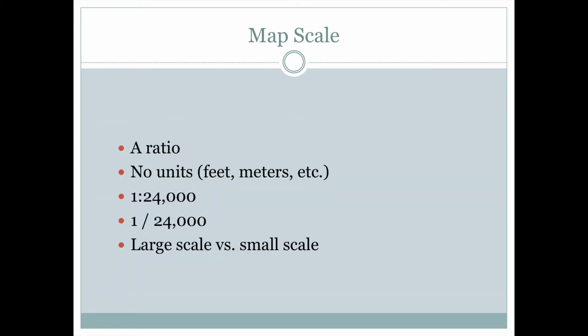So with the map scale, we use the same sort of ratio. There are no units associated with it because they'll cancel each other out. So we either represent a scale with a colon in between, such as 1 to 24,000, or 1 over 24,000. And that would mean that 1 inch on the map represents 24,000 inches in the real world, or 1 centimeter on the map represents 24,000 centimeters in the real world. And we can just adjust it. We also have to remember the difference between large scale and small scale, which I'll show here in a minute.